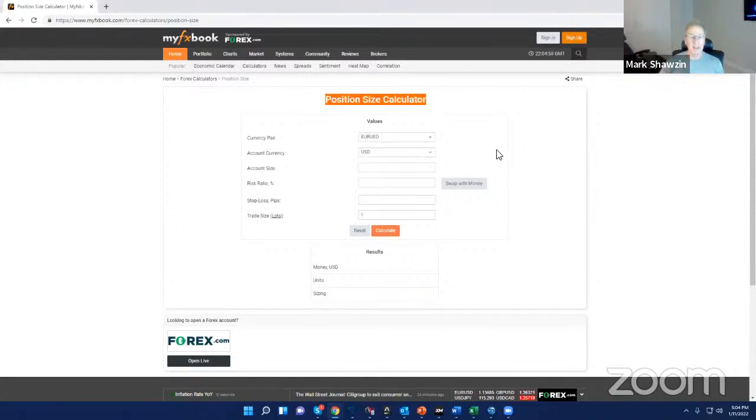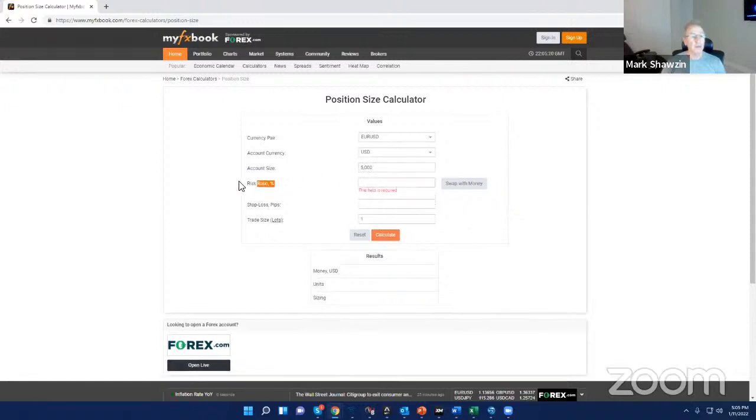I put the link in the description. And so you can use this in any denomination, major currency around the world. For the sake of this exercise, I'm going to assume a US dollar account and an account size of, let's say, $5,000. But you can put whatever you want in this field, whatever your account size or balance is. And this is the important box right here, the ratio.